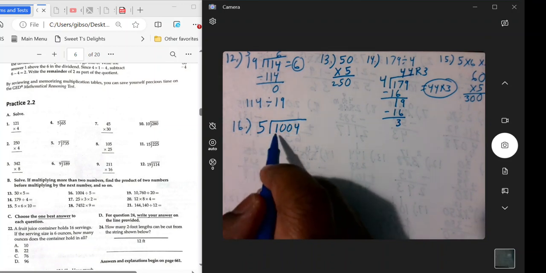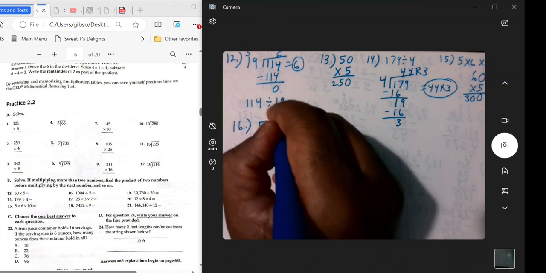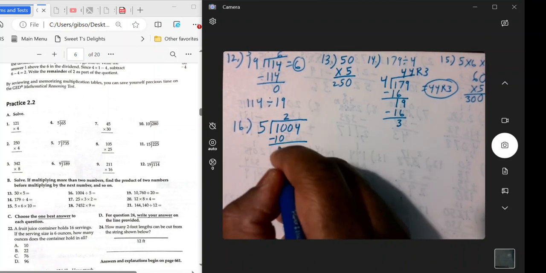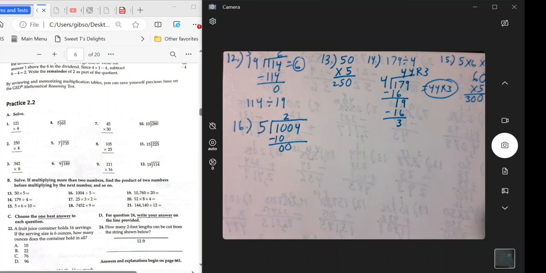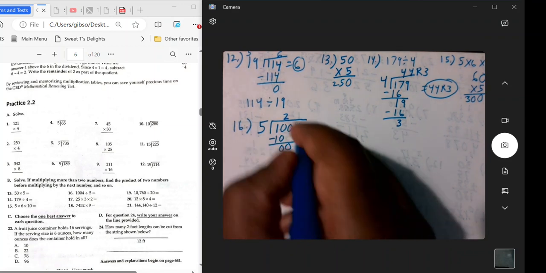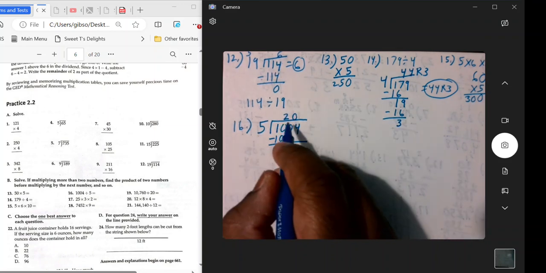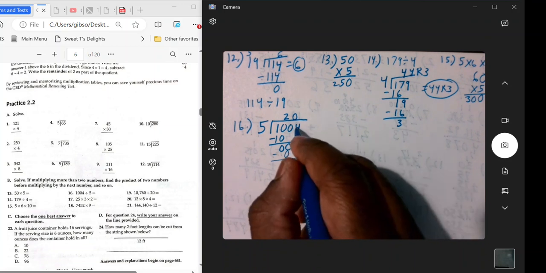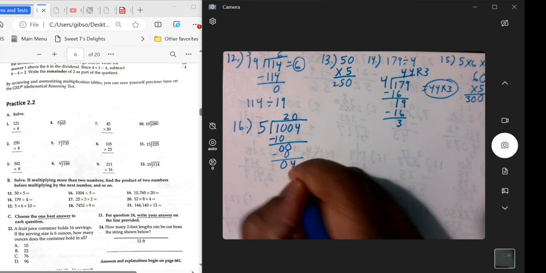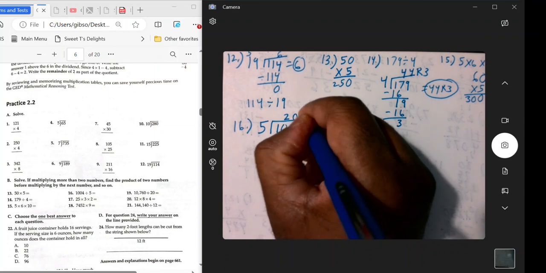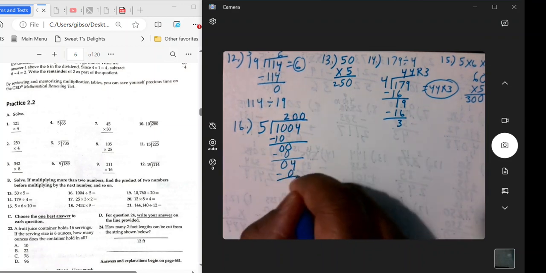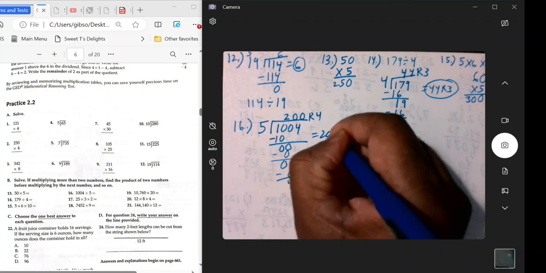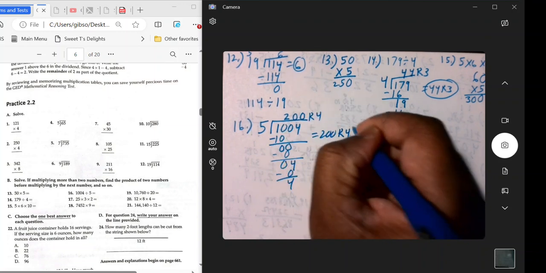So 5 goes into 1 0 times. 5 goes into 10 twice. 2 times 5 is 10. 10 minus 10 we know is 0. We'll bring down this 0. 5 goes into 0 0 times. 0 times 5 is 0. So we add 0, and then we'll bring down our 4. 5 goes into 4 0 times. So we have a remainder of 4. So our final answer is 200, remainder 4.